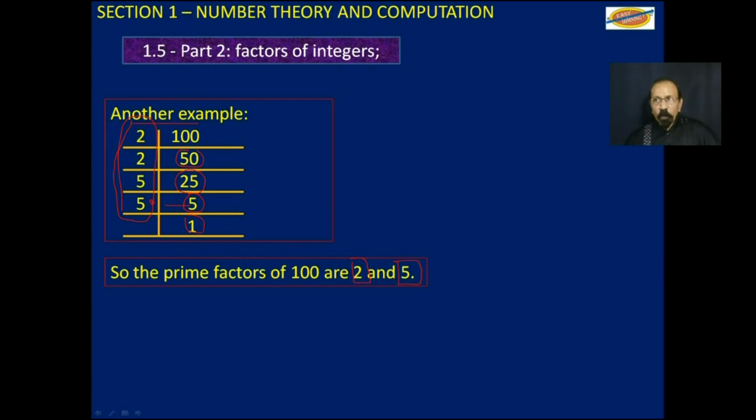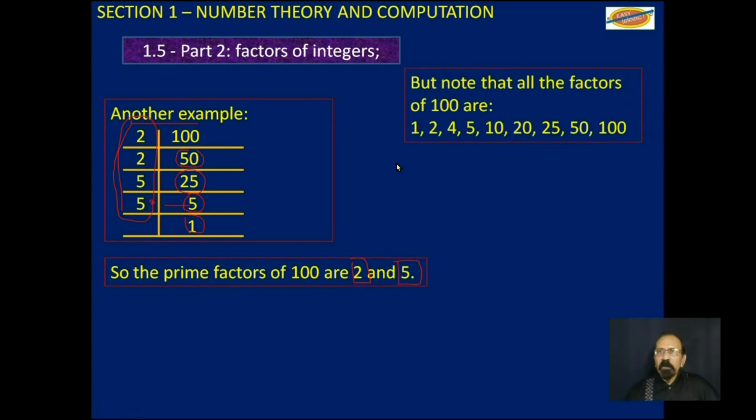Now, in the next video, we may have to list the 2 and the 2 and the 5 and the 5. List all the prime factors. But for now, 2 and 5 will suffice. But note that all the factors of 100 are 1, 2, 4, 5, 10, 20, 25, 50, 100. Each one of those can divide 100 without a remainder.